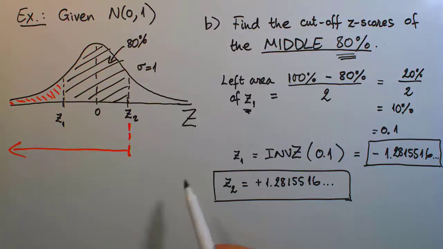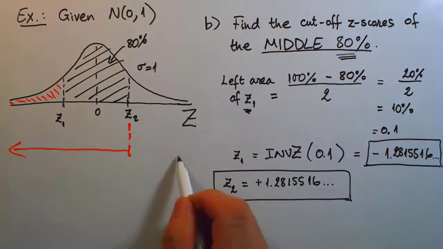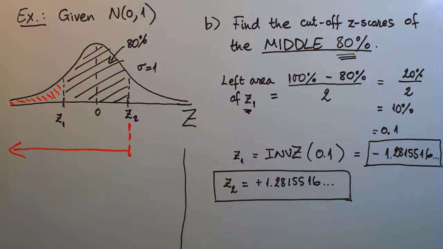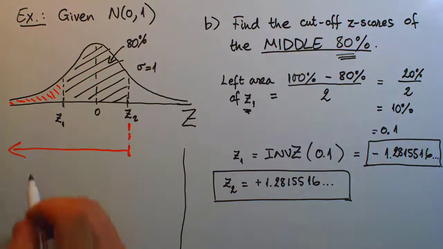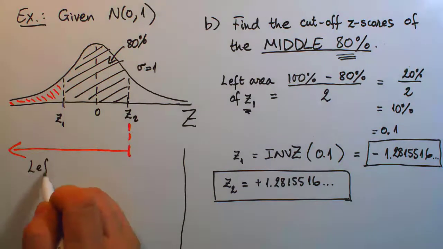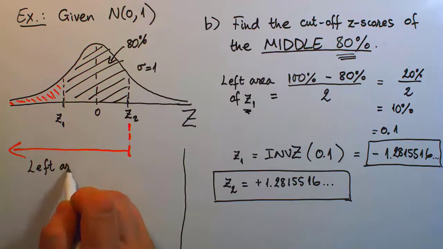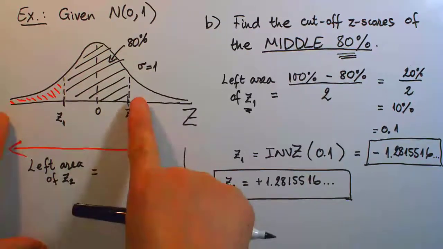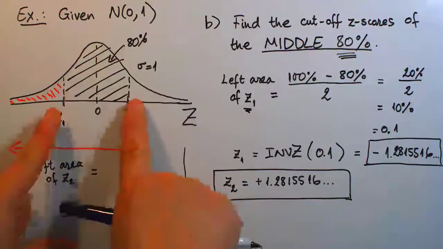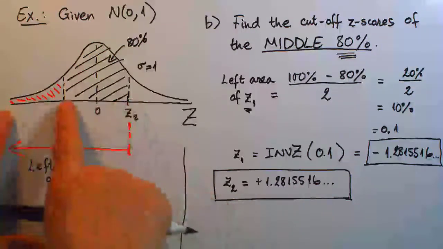But in case anyone is still not too convinced about the method I used here, I still have some space, and we can restart completely from scratch to find out how Z2 is. So the left area of Z2, the way this picture looks, is all that area here added together with this little piece.